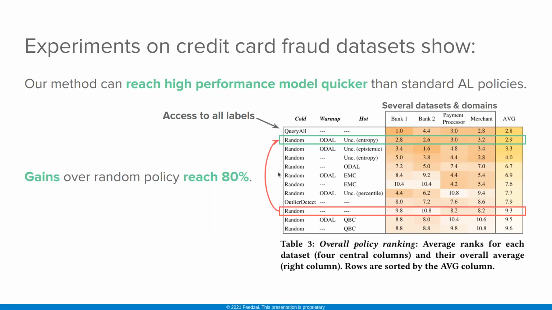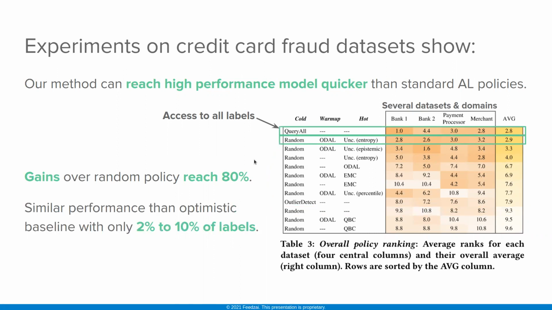The gains over random sampling can reach up to 80% in this domain, and performance similar to the optimistic baseline is obtained with just a few percent of the labels.